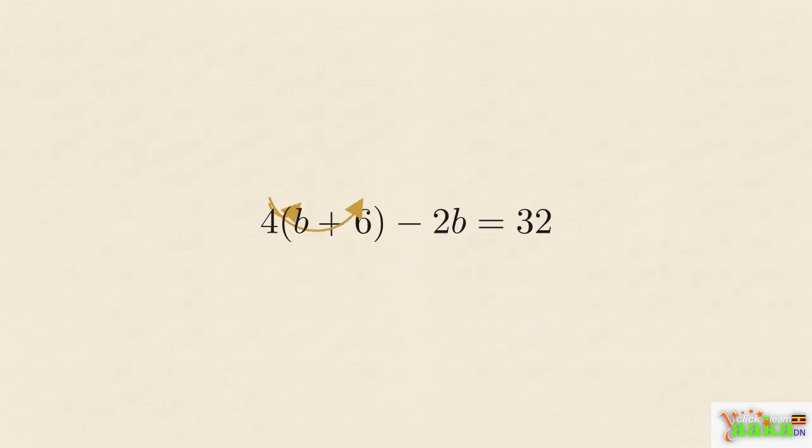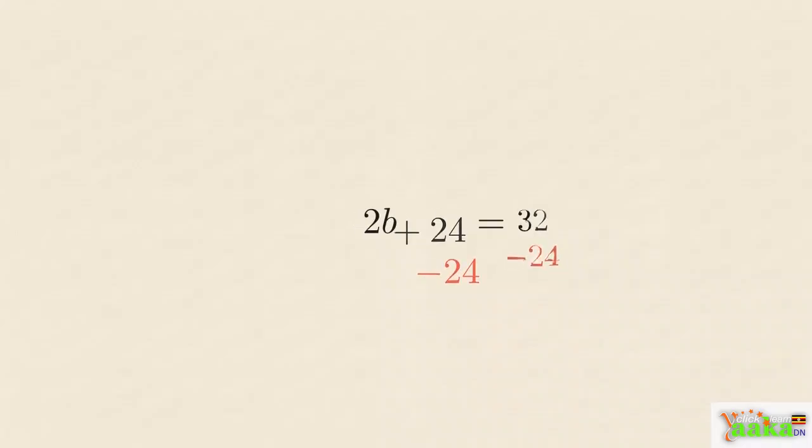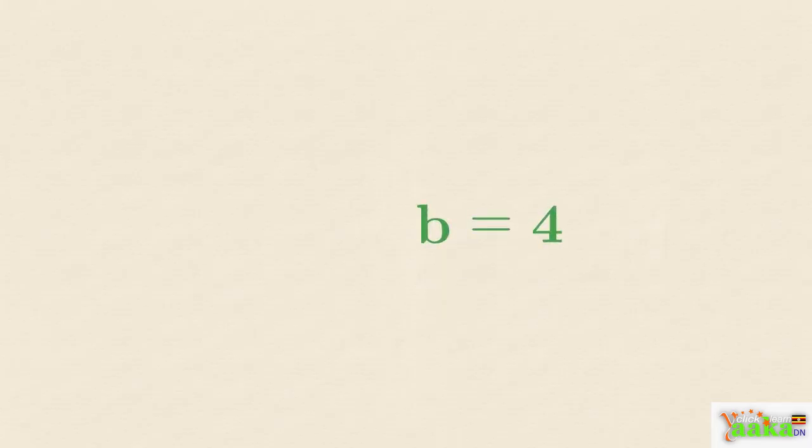We start by expanding the brackets, multiplying 4 by b and 4 by 6. That gives us 4b plus 24 minus 2b equals 32. By grouping our b terms together, the left side simplifies to 2b plus 24. Now we balance the scale. We subtract 24 from both sides, leaving 2b equals 8. Dividing both sides by 2, we find that Yusuf's original number, b, is 4.